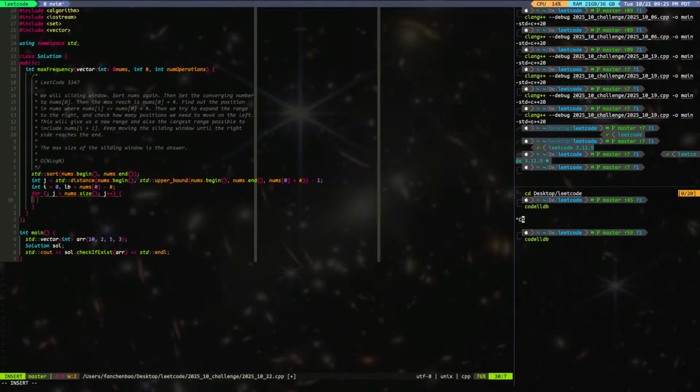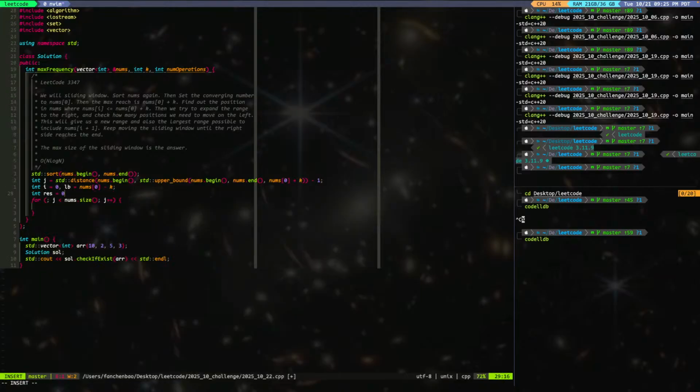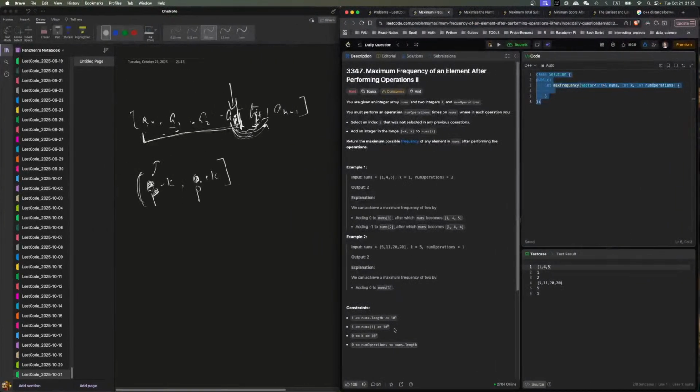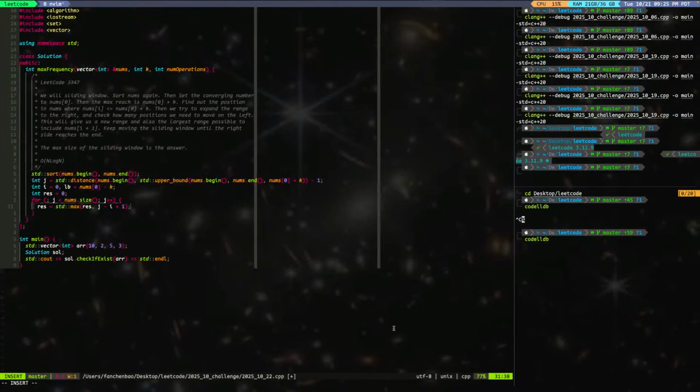So given the current j and i, we first do res. So res shall equal to maximum of res and j minus i plus 1. This is the total length. Everybody inside this is within the range, so you can do this operation, right?